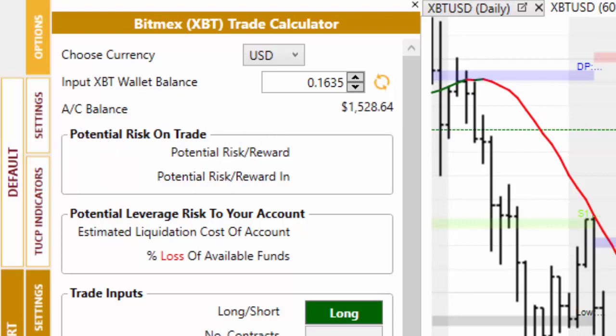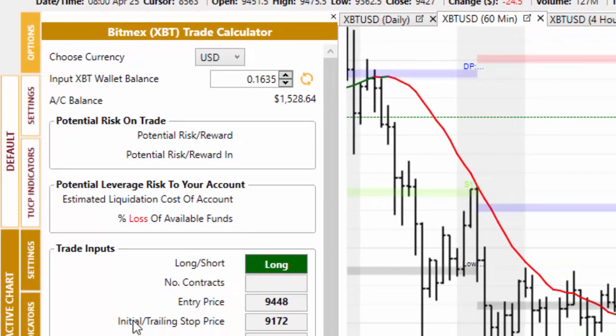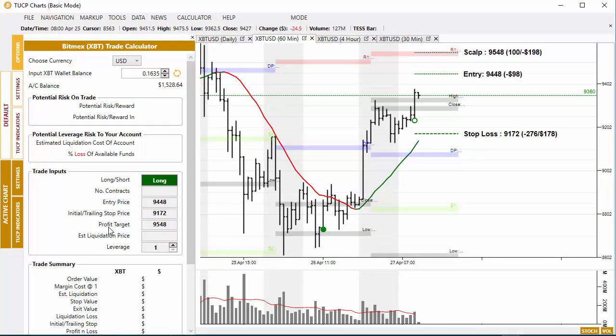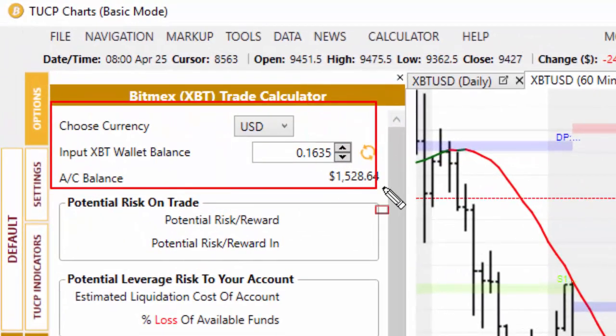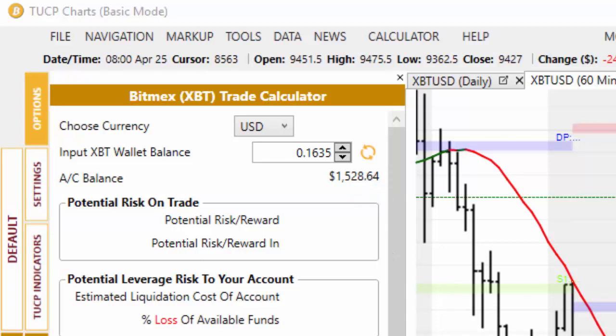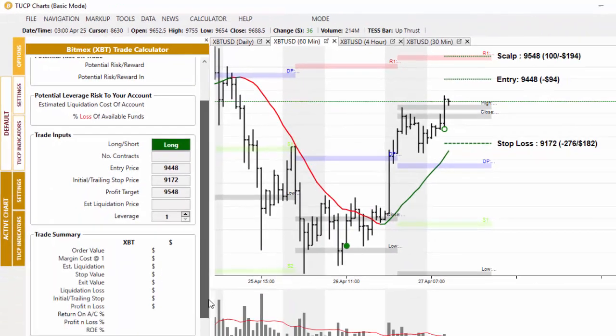So we'll have a look at these other ones after we've added a few more figures, and we'll come back to these. So once you've done this, and as I say this is only a once a day event, or after you've traded and you come back, you haven't got to keep doing this all the time. But again, it's a lot easier than using the Bitmex calculator.